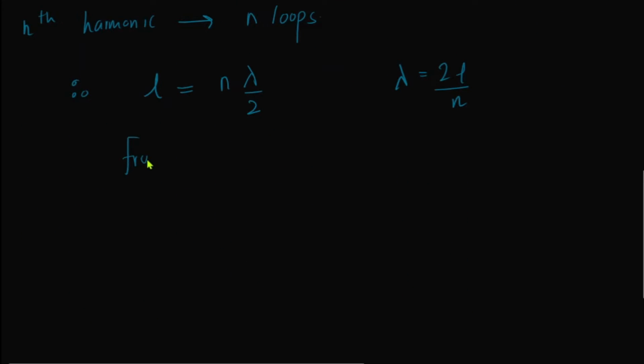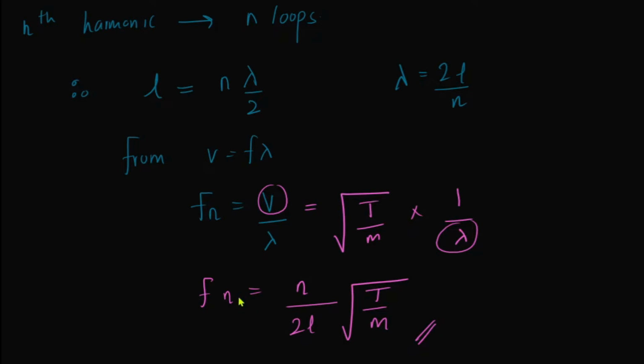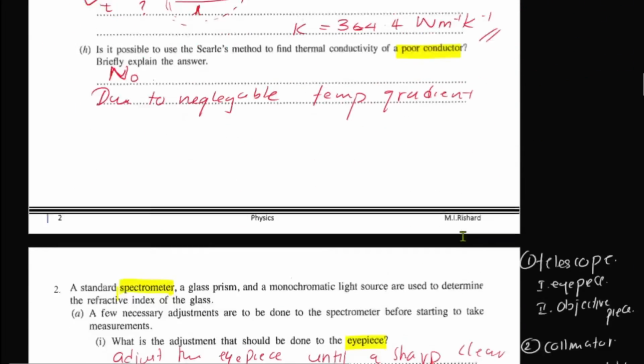From v equals f lambda, what is v? v is the velocity of a wave in a stretched string. So Fn is equal to v over lambda. You need to know that v can be written as root T over m, times 1 over lambda. So Fn is equal to, instead of lambda you can write this term, n over 2L times root T over m. This will be the frequency for the nth harmonic in terms of tension, mass per unit length, and n.